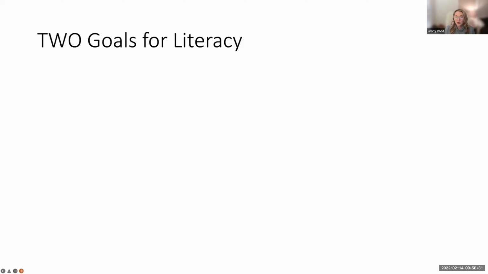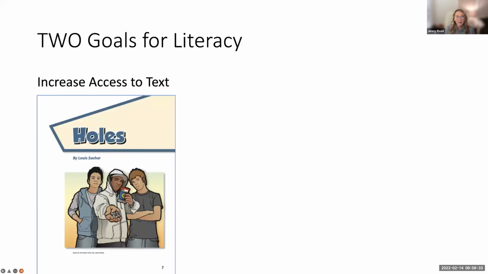So let's review the two goals for literacy. One is we want to make sure we're always increasing students' access to text, but we also want to increase their independence as a reader. Our instruction should reflect the changing priorities over the grades.